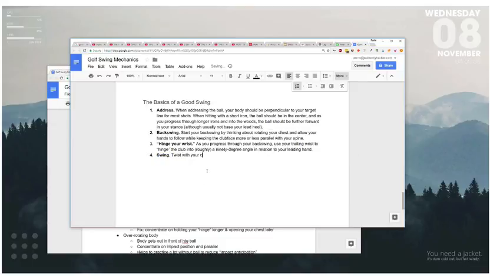Twist with your core and shift your weight onto your front foot as you swing, keeping your lead arm straight and follow through. Let's make this follow through.